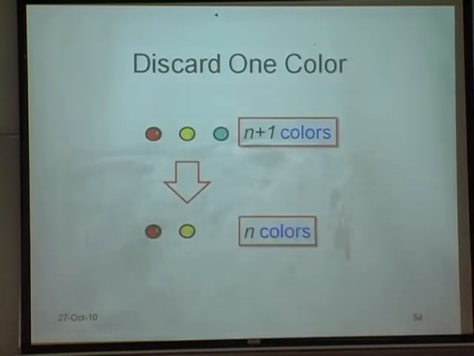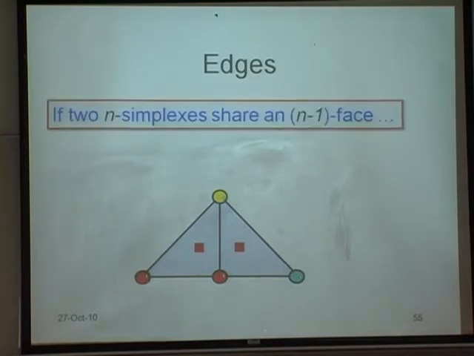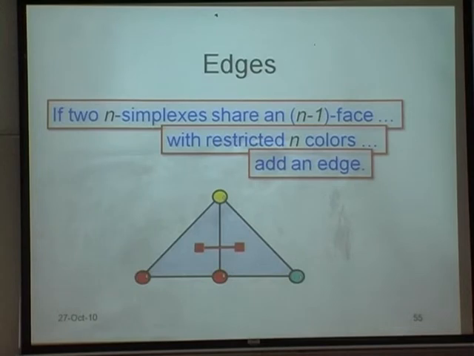Now I'm going to take my entire set of n plus 1 colors, and I'm going to throw one away. And I'm going to pay attention to this restricted set of n colors. So whenever I find two n simplexes that share an n minus 1 face colored with this restricted set of n colors, I'm going to draw an edge between them.